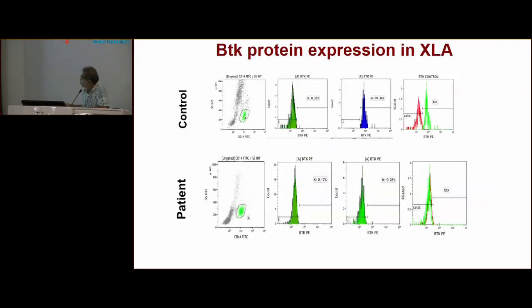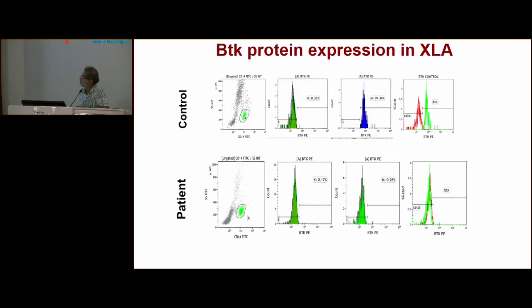So this is what I was talking about. BTK protein is present on B cells, but B cells are not present in the patient. So what do we do? It is also expressed on monocytes. So this is CD14, which is expressed on monocytes. Upper panel shows the control, the lower panel shows the patient.